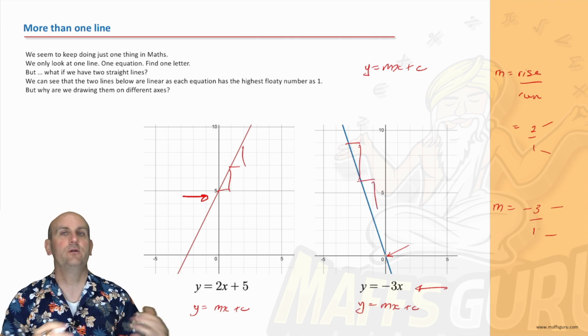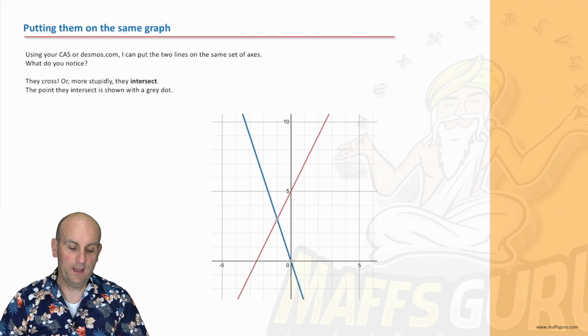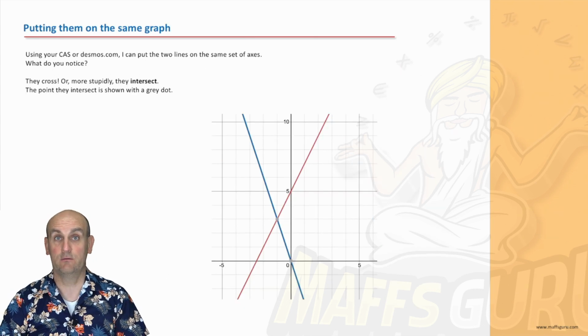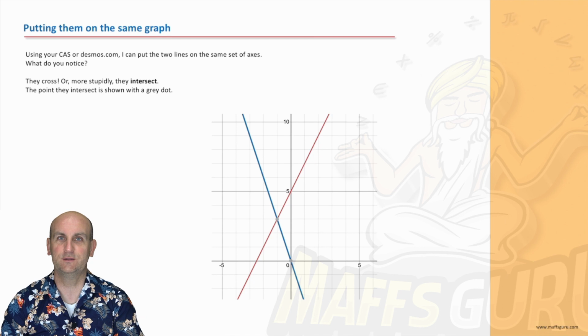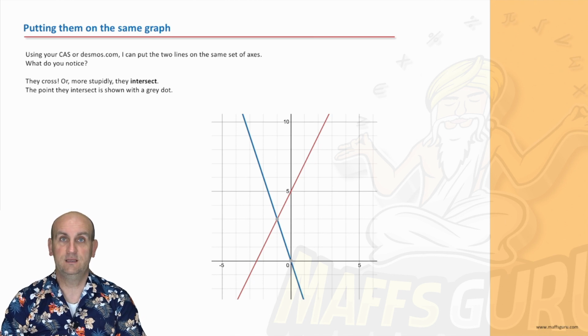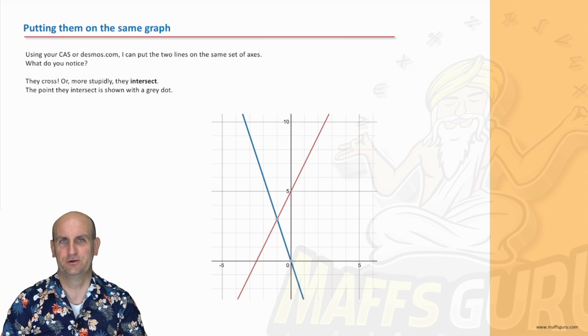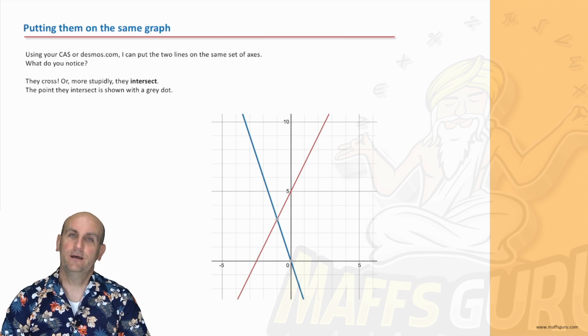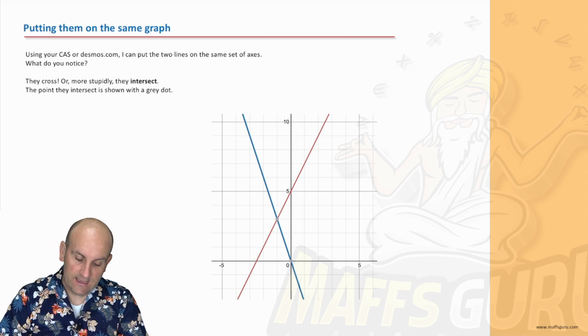Now, those two lines on different graphs, fine. But what if we put them on the same graph? And there we go, it's on the same graph now. What do we notice? Well, these particular lines and many, many other lines actually cross. And we say they intersect. So they intersect at this point here.